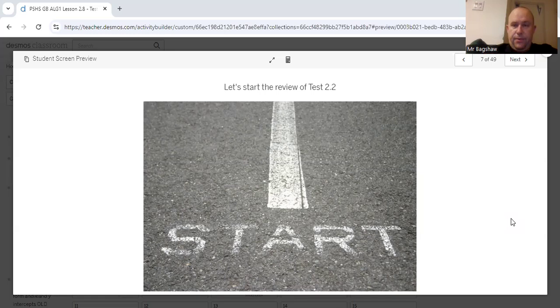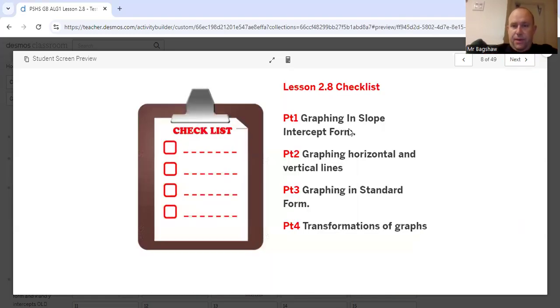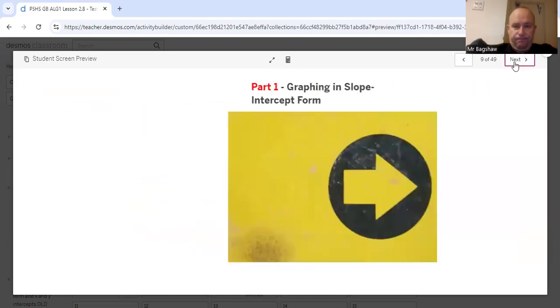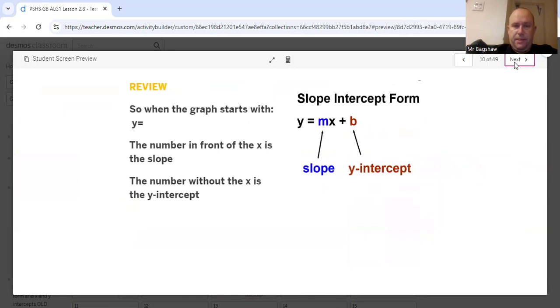All right, let's take a look at the review of test 2.2. Within this test, we're going to be looking at graphing in slope-intercept form, graphing horizontal and vertical lines, graphing in standard form, and then finally, we're going to be looking at transformations of graphs. Let's start with that slope-intercept form.